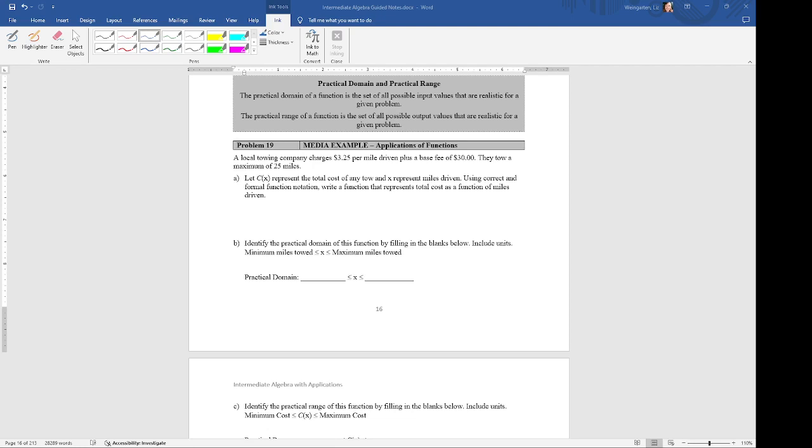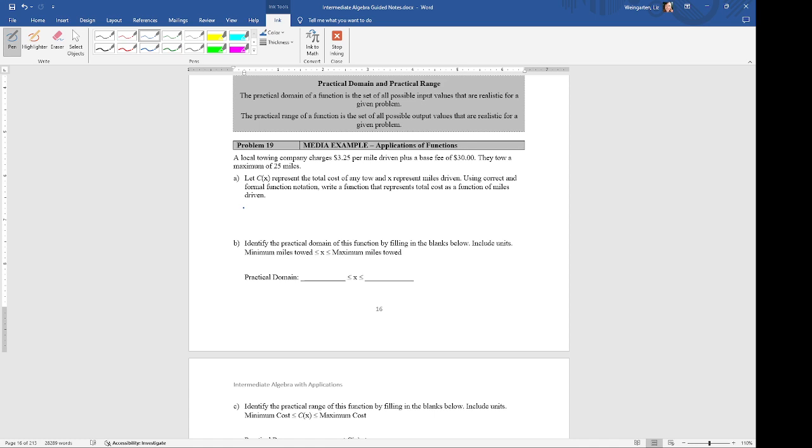For practical range and practical domain, we've actually already taken a look at that. In the previous problem, we saw that we can't rent something for a negative number of hours. So our practical domain started at 0. It's going to be a similar situation here in problem 19.